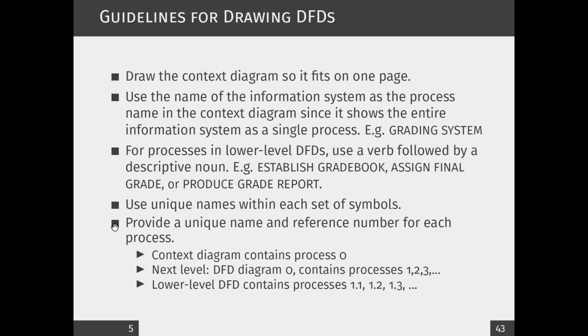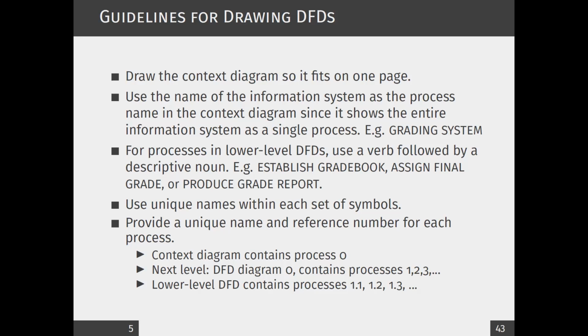When you are drawing or designing, there are a few things you need to remember. When we draw our first diagram, where our main software system is, we should put it in the context diagram. The context diagram should show your information system and only the external entities which interact with it. We recommend that you have it on one single page. Your information system name should be the process name. For example, if you develop a system for grading, we can say grading system.